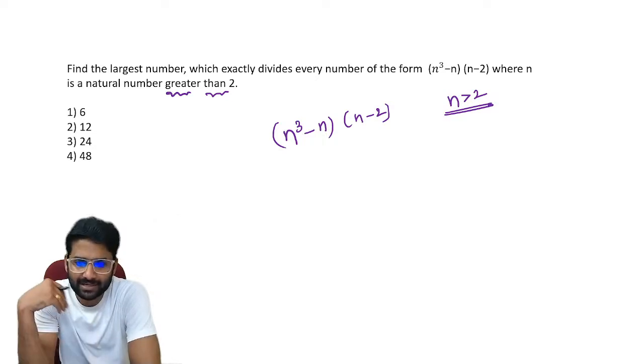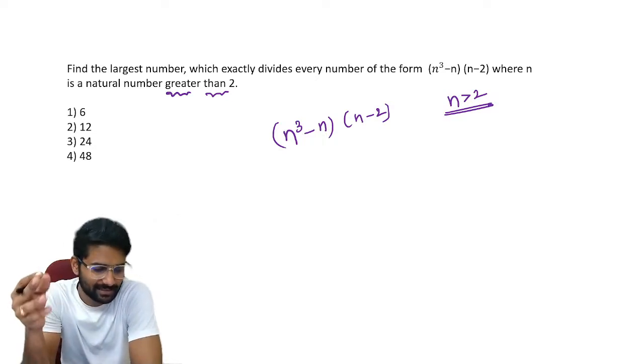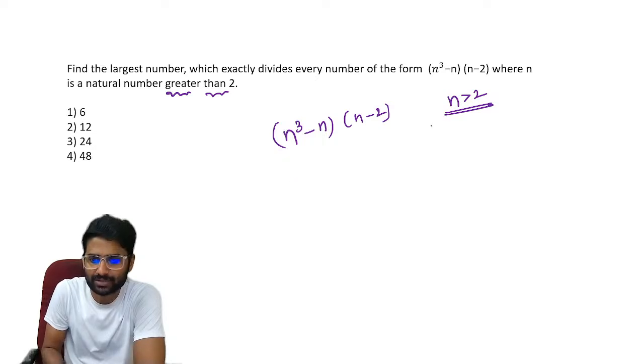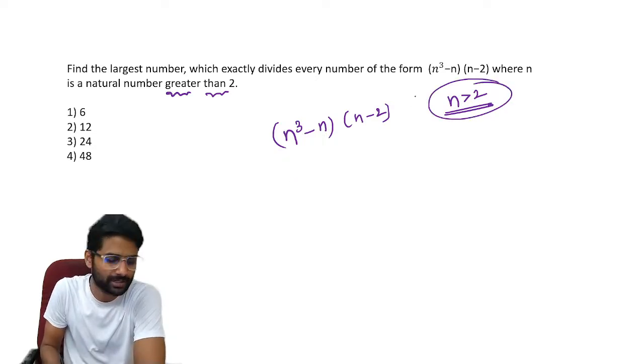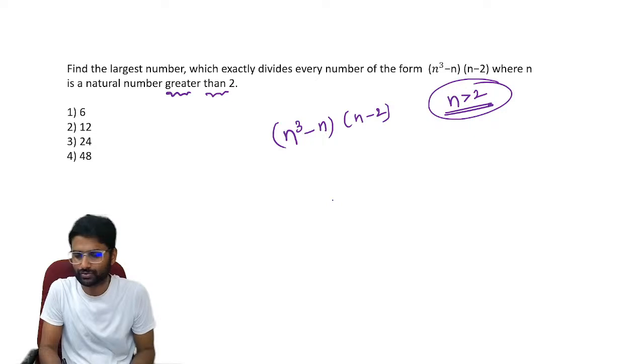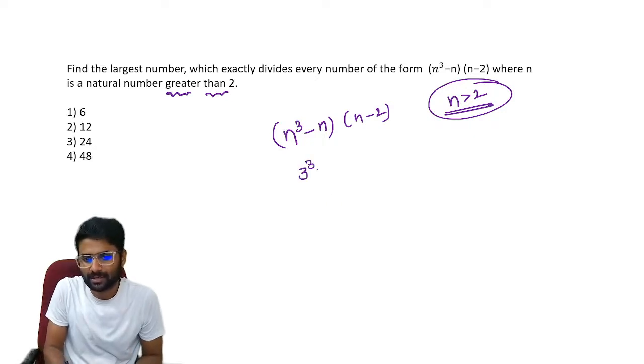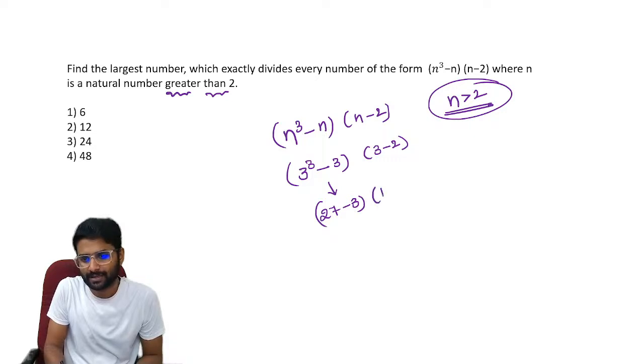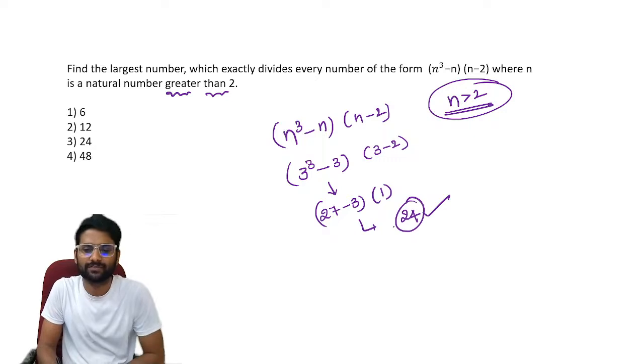Now they clearly mention that n should be considered greater than 2. Let's take n equal to 3. We can't consider 2 according to that information. n should be greater than 2. So it's all about 3 cube minus 3 into 3 minus 2. 3 cube is 27 minus 3 into 2, which is 6. Finally, the value is 24. So 24 is the first number.